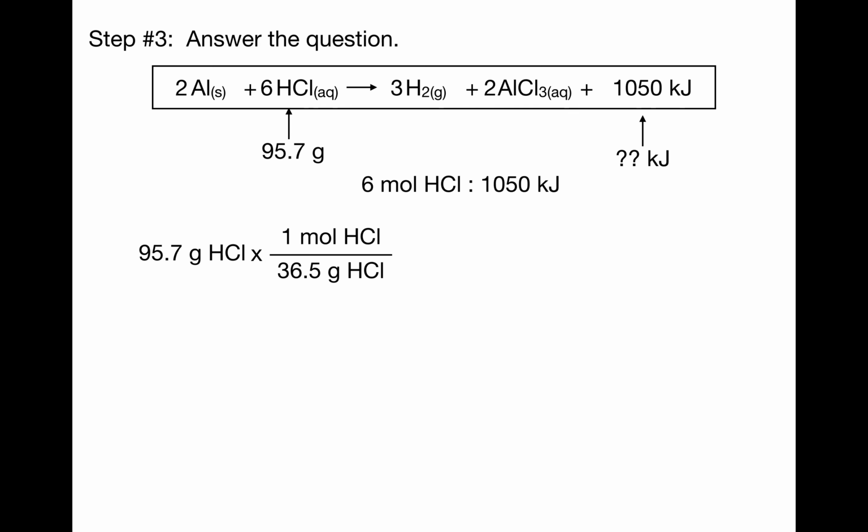So if we can take our 95.7 grams of HCl and once again convert that to moles, we'll then be able to multiply that by a stoichiometric fraction that would have energy on the top and moles of HCl on the bottom. And as you can see, that would then result with us having 459 kilojoules of energy produced. And there you have it. One question that involves pretty much everything that we did in the entire unit.